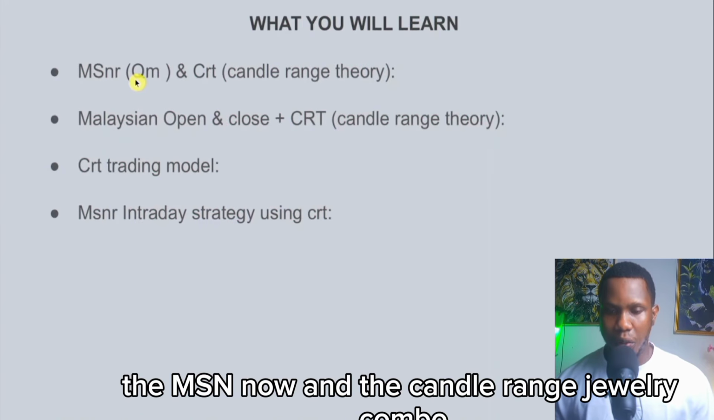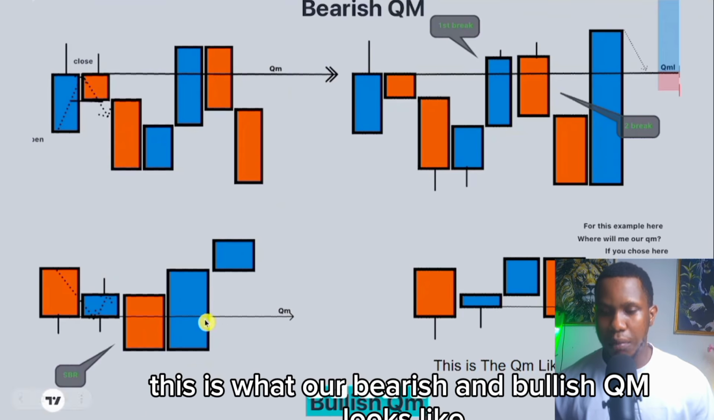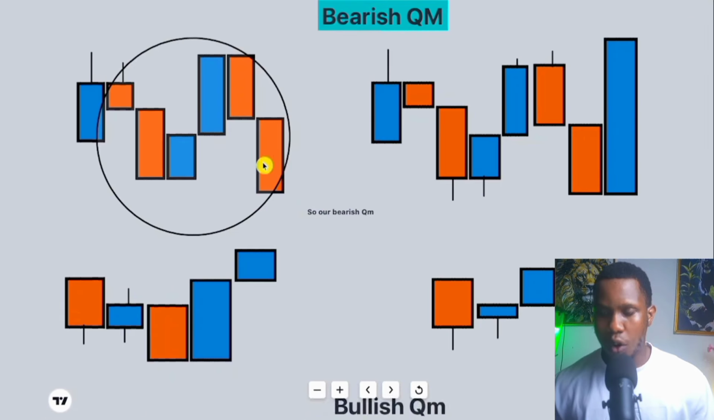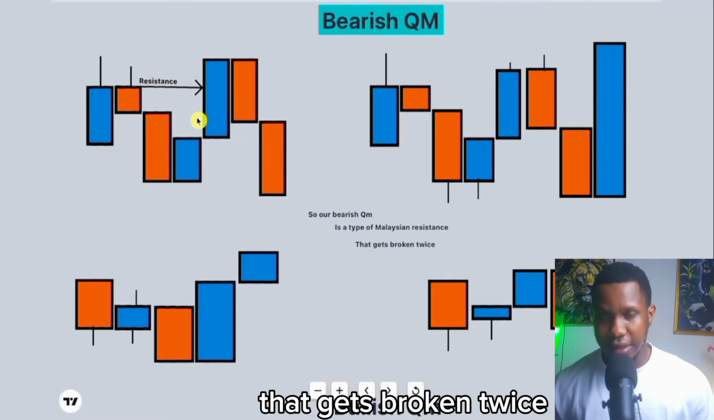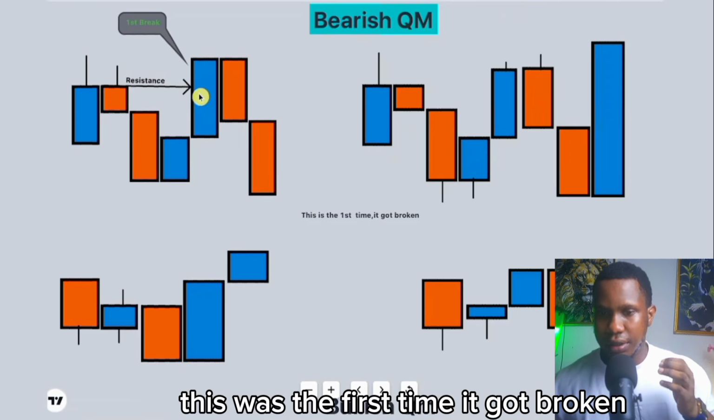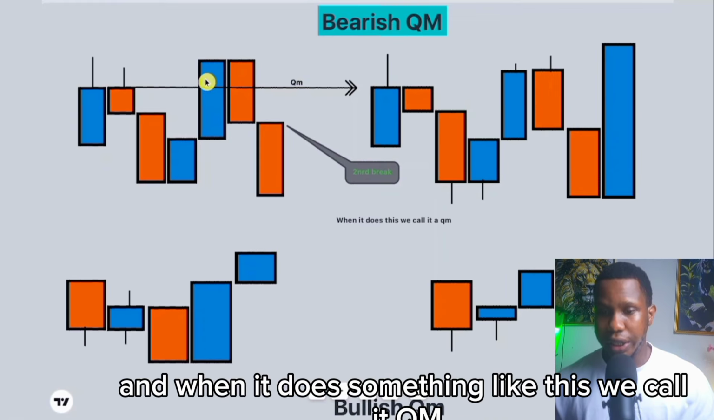The MSNR and the candle range theory combo, the QM. This is what our bearish and bullish QM looks like. So our bearish QM is a type of Malaysian resistance that gets broken twice. This was the first time it got broken and this is the second time it got broken. And when it does something like this, we call it QM.